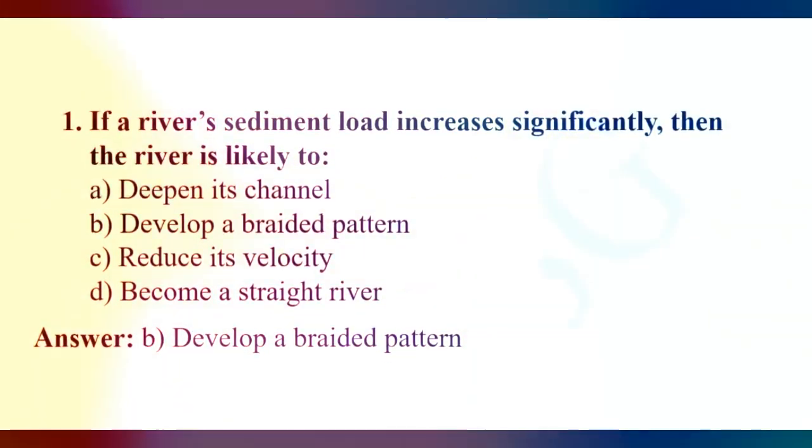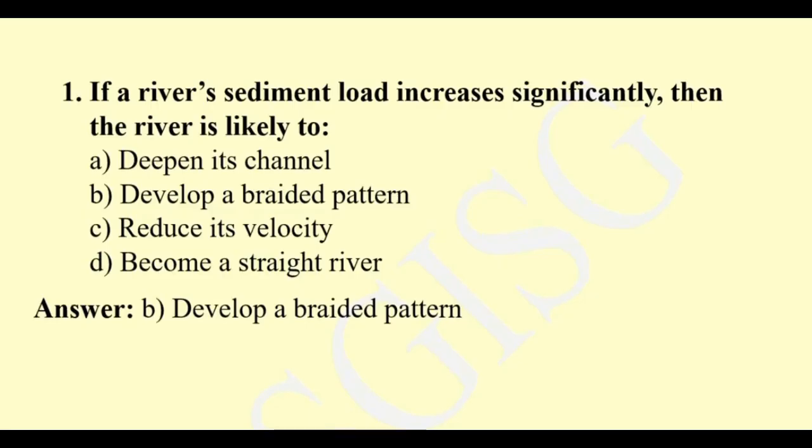The first question is, if a river's sediment load increases significantly, then the river is likely to deepen its channel, develop a braided pattern, reduce its velocity, or become a straight river. Here the right answer will be develop a braided pattern, because the more the sediment load, the more energy is required to transport that load. If the load suddenly increases, the energy to transport is the same but the sediment has increased. So the sediment will be deposited due to lack of energy to transport. If the sediment is deposited, it will create a braided pattern.